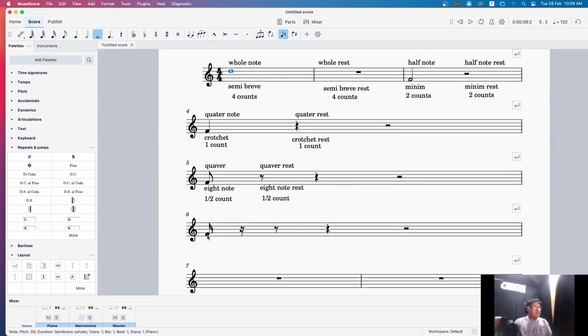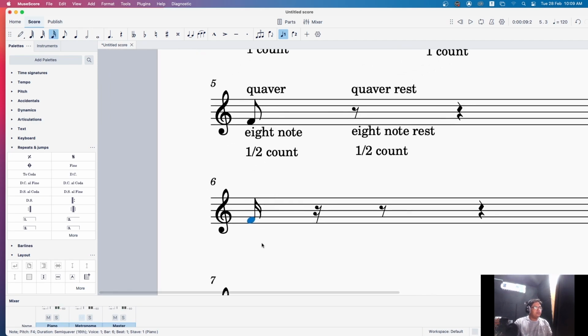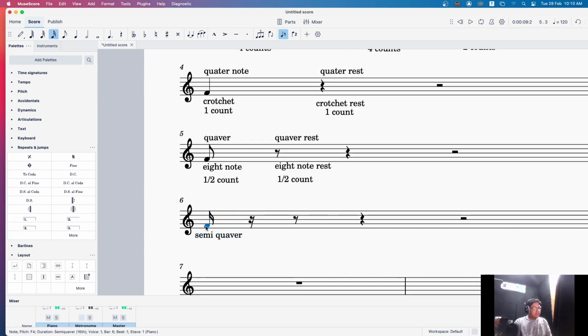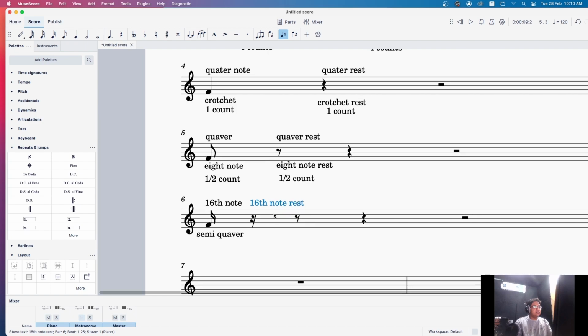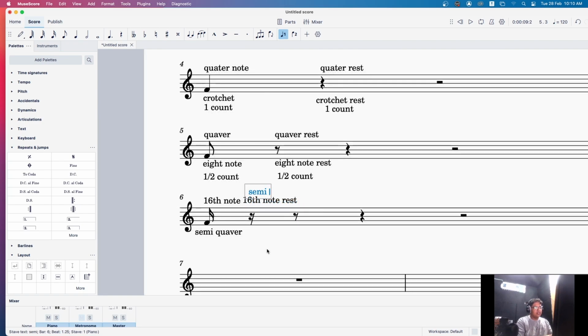Next to the quaver, we have the semi-quaver. This is the semi-quaver. Semi-quaver is also called the 16th note. We have the note, and this is the rest. This is called the 16th note rest. Semi-quaver rest. This is the semi-quaver rest.